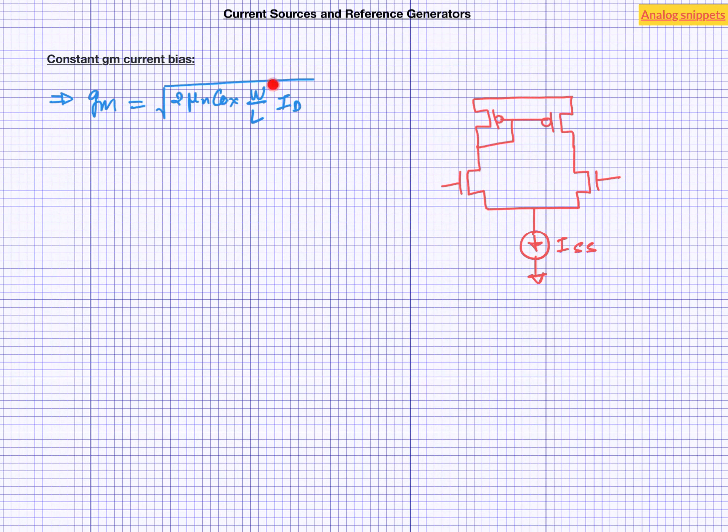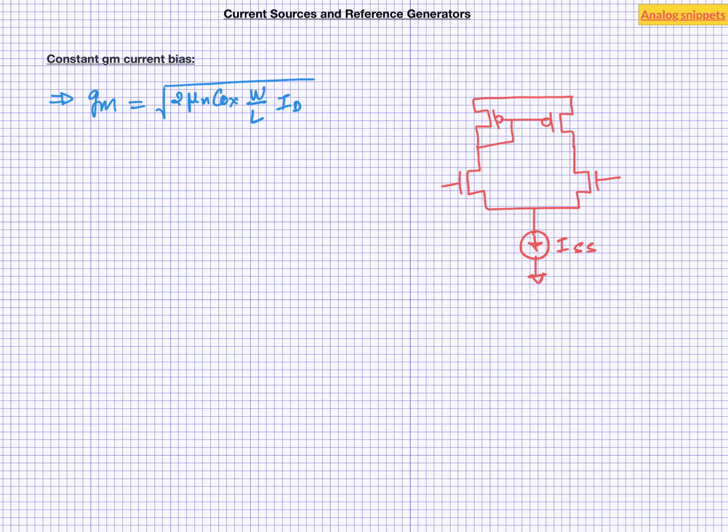If we assume the ID to be temperature independent, then the only other parameter to have strong temperature dependence is μn. As temperature increases, μn reduces. As a result, if we bias our amplifier with constant current, then GM reduces with increasing temperature. And that is not ideal. We would like GM to be independent of temperature.